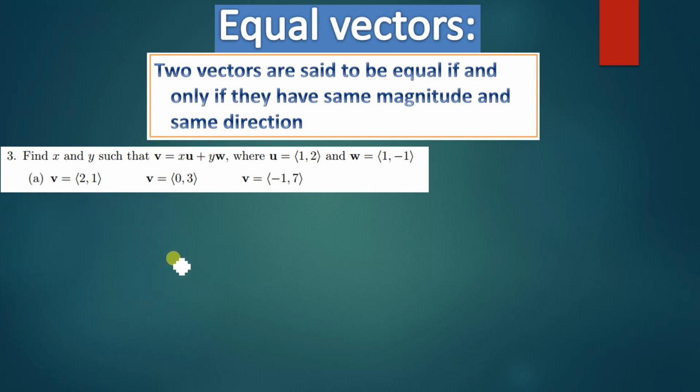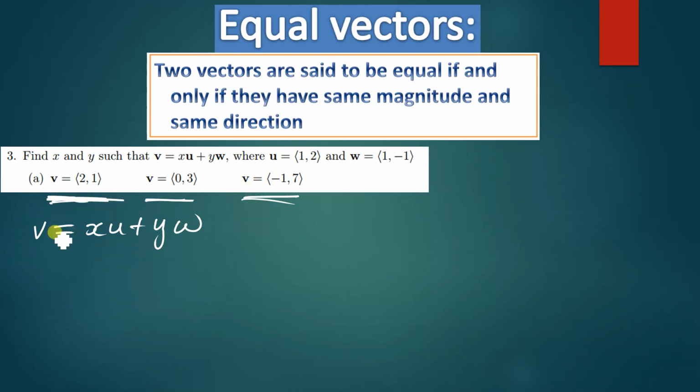Alright, so let's quickly look at this question here. Find X and Y such that V is equal to X U plus Y W. So this is a very simple question. We've been given the values of U and W and also the values of V here. So I'm going to solve this one the same way; you solve this one and that one, and then you submit your solutions in case you want me to check them out for you.